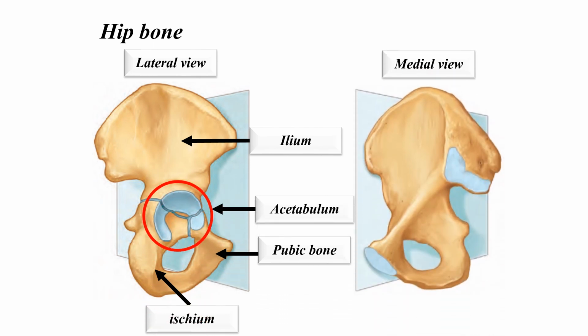On the right side of the slide, this is the medial view of the hip bone. This is the pubic bone here, while this is the ilium, which forms the superior part, and the posterior inferior part of the hip bone is formed by the ischium. You can notice the difference between the lateral and medial view of the hip bone: the acetabulum is seen only from the lateral side.